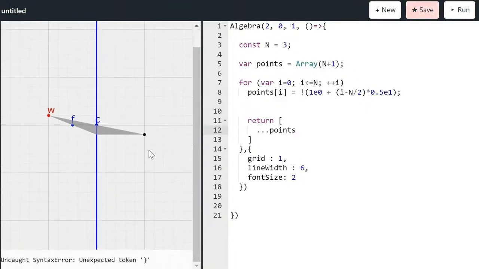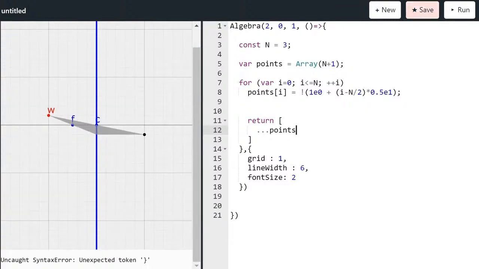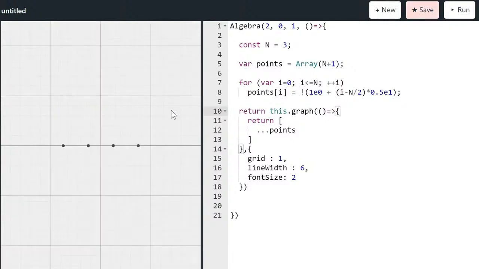A mistake, of course. Not seeing it for a second. Oh, deleted a bit too much here. Like this. Yes. So, sorry for that.